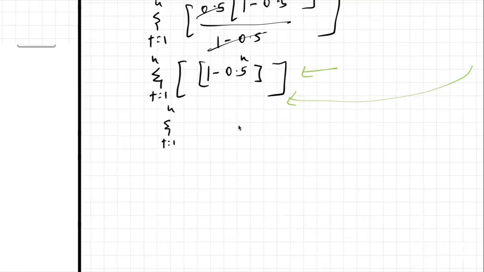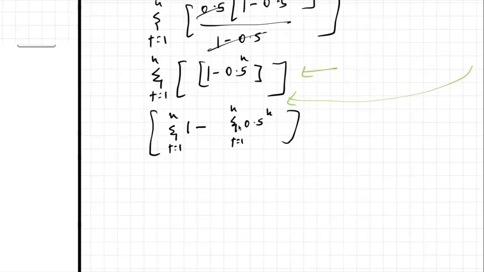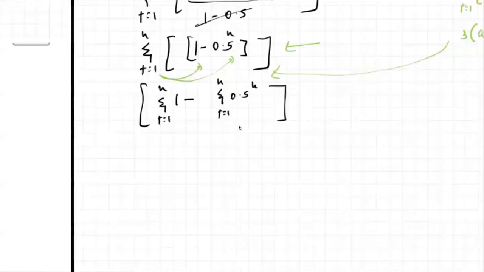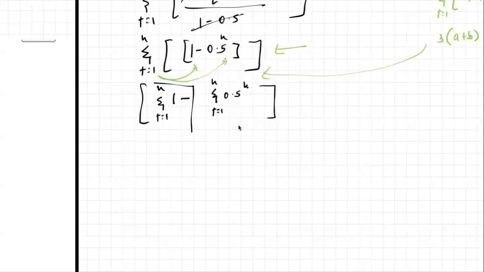Summation where t is equal to 1 to n. You take, no, let's not do this actually. Let's do it again. Where t is equal to 1 goes up to n times 1 minus summation where t is equal to 1 goes up to n, and you multiply it times 0.5 to the power of n. So I just multiplied summation with these two terms over here and put the minus symbol as it is.